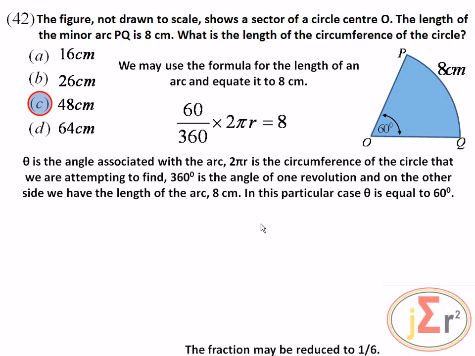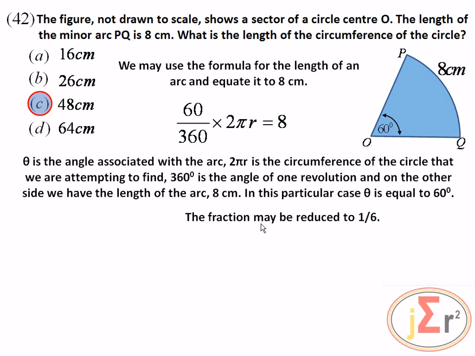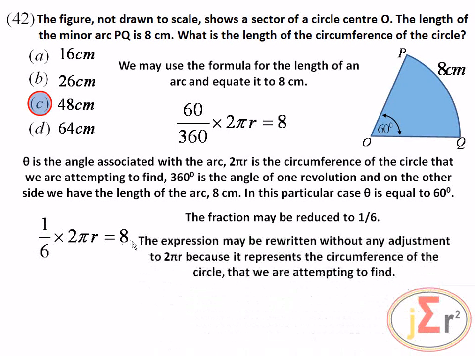Now this fraction may be reduced to 1/6. So we will have 1/6 multiplied by 2 pi r is equal to 8. The expression may be written without any adjustment to 2 pi r because it represents the circumference of the circle, and we are attempting to find the circumference of the circle. So leave 2 pi r alone and make other adjustments, because 2 pi r is the formula for the circumference of the circle.